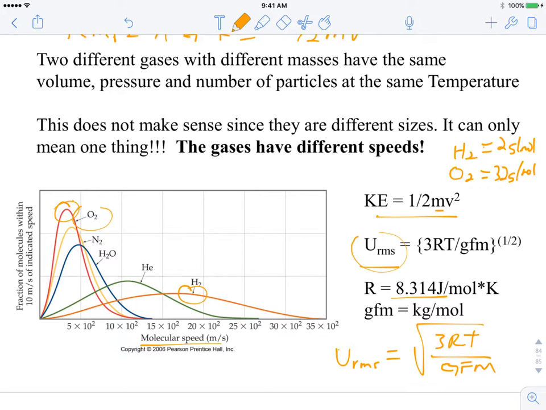I'll practice a problem with you in class just so you can see how the math works. But you'll see that these gas particles are moving very, very fast. You can see the numbers down here, and that's in meters per second. But they're moving at different speeds because they have different masses.